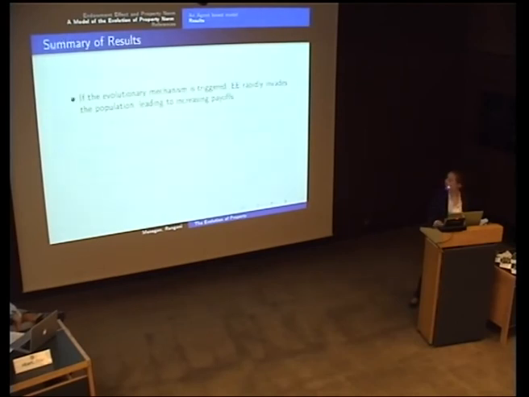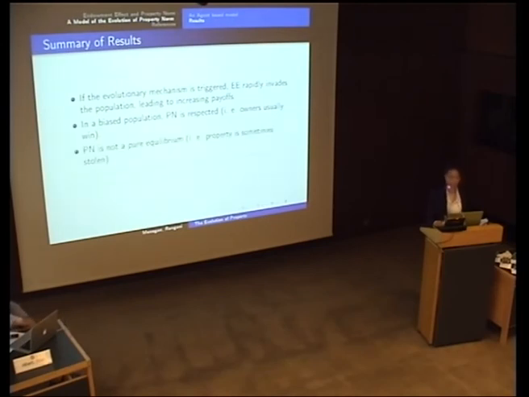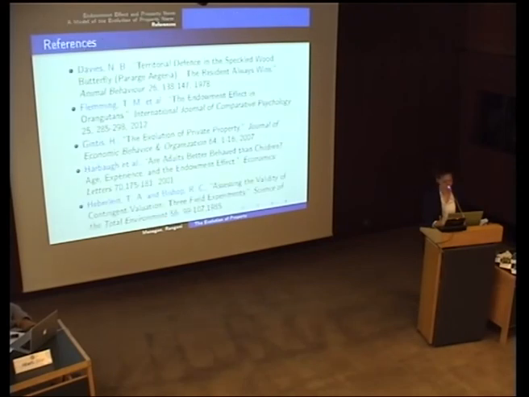So, a brief summary. Our results have shown that if the evolutionary mechanism is triggered, the endowment effect rapidly invades the population, leading to increasing payoff. And that in a biased population, property norm is respected, which means owners usually win the fights. And property norm is not a pure equilibrium, since sometimes property is stolen, and our results are robust under changes in the parameters, as we have seen by varying the value of the property.